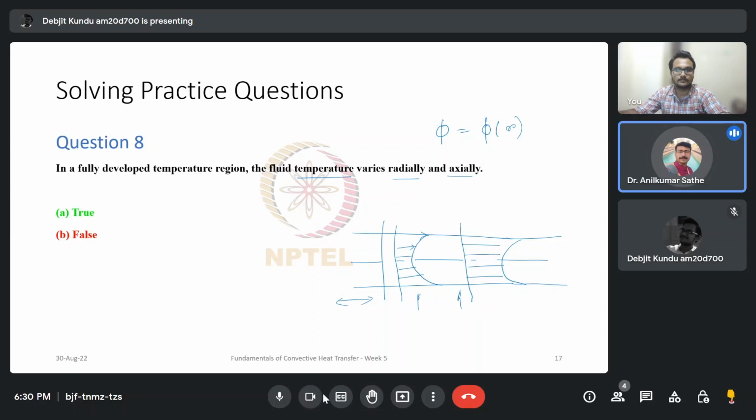In case of a fully developed flow for constant heat flux condition. For uniform wall temperature condition, not constant heat flux, the temperature profile is similar but not the same, since there is more heat being added to it and the temperature is increasing.